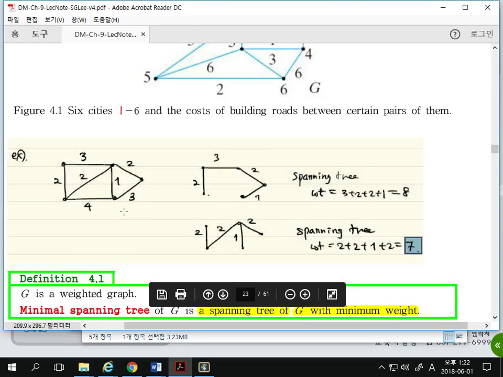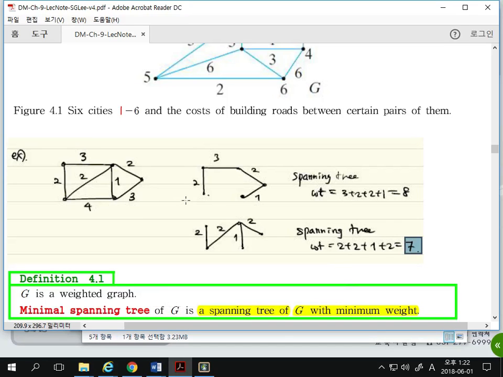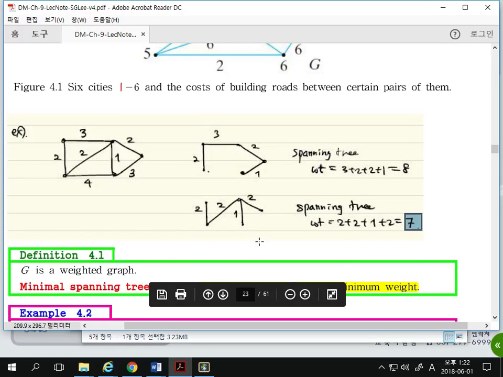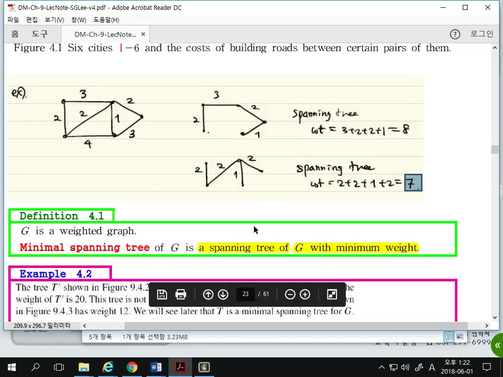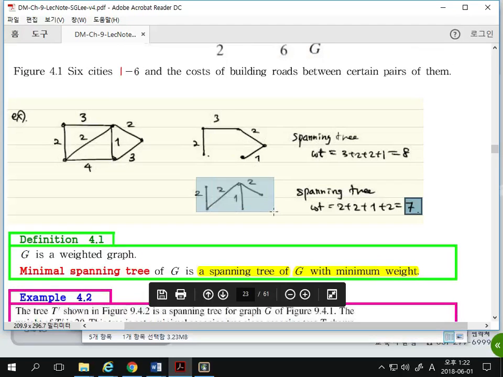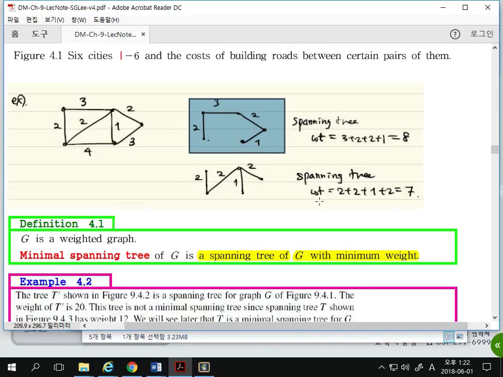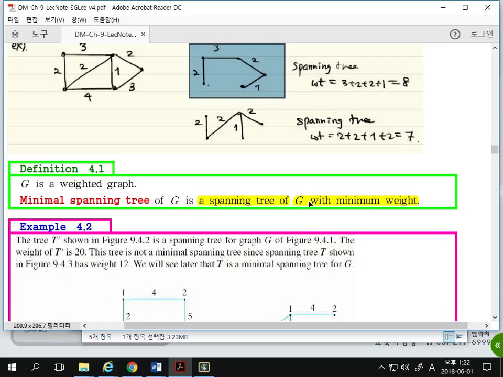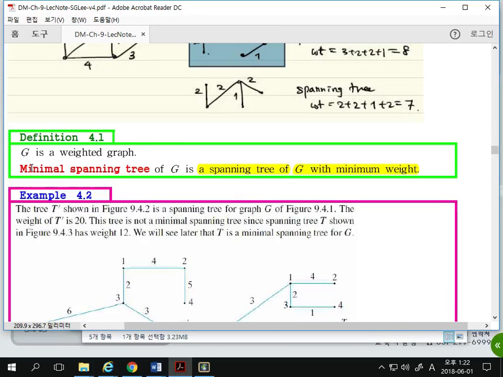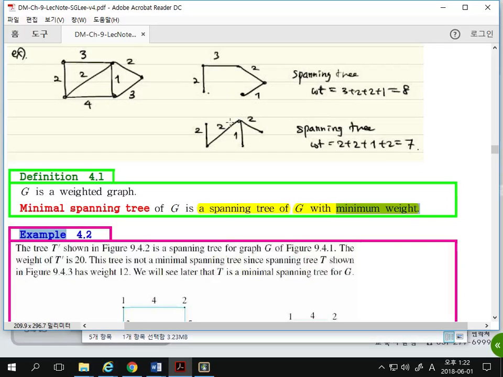So when you build highways connecting these cities, this would be more cost effective. So this is the minimal spanning tree, since its cost is less than the cost of the other. These ideas can be studied as the minimal spanning tree. So for a given weighted graph, a minimal spanning tree of G is a spanning tree of G with minimum weight. The weight of this graph is 8, the weight of this graph is 7.